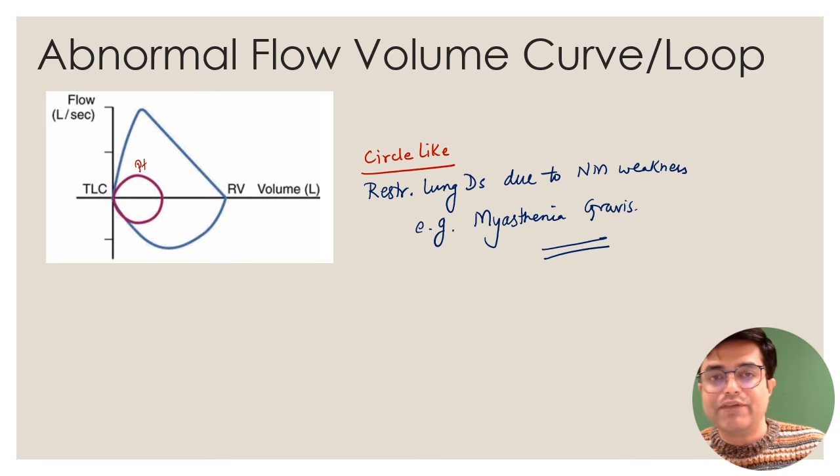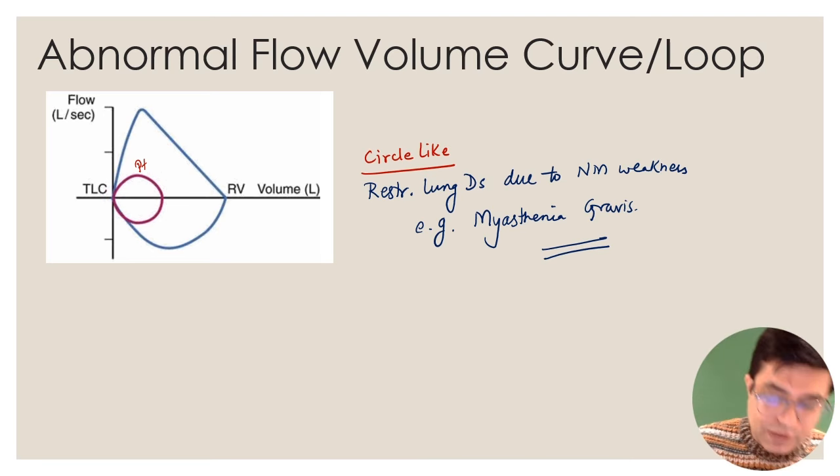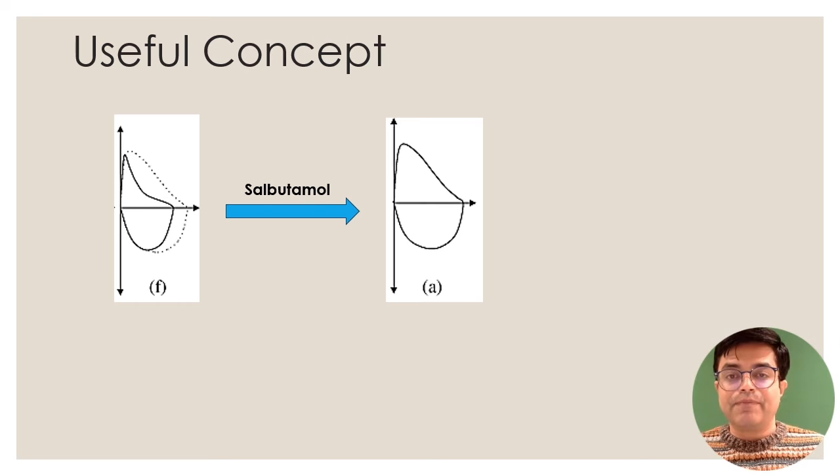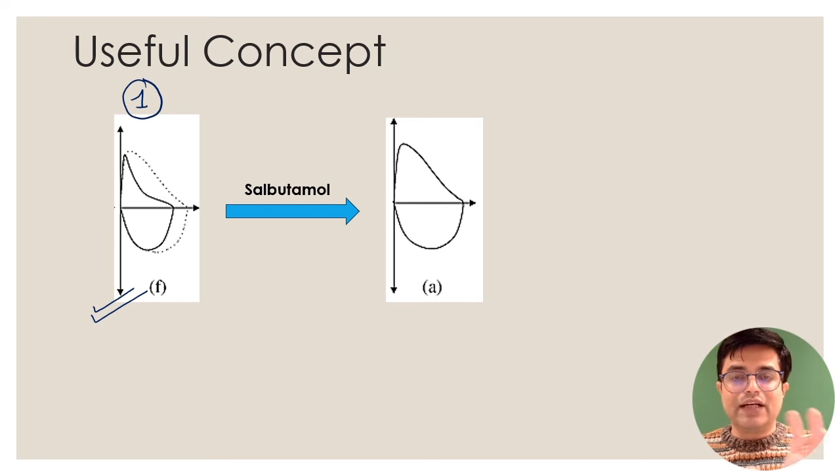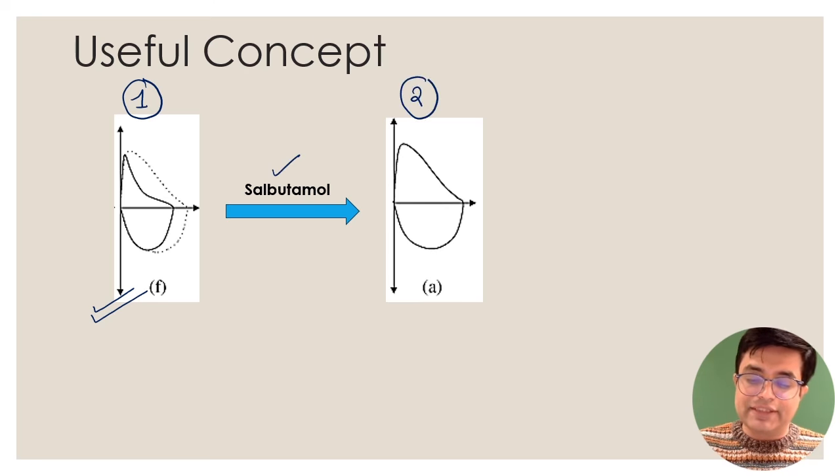Let us move further and talk about a useful concept here. Now you can get a difficult question based upon this. If this concept is understood, it will be even easier for you. The question will say, look at this first graph. This is graph number 1. A patient came to you, an adult patient. You did spirometry and this graph was obtained. On giving salbutamol, the graph changed to this. What is the likely diagnosis?